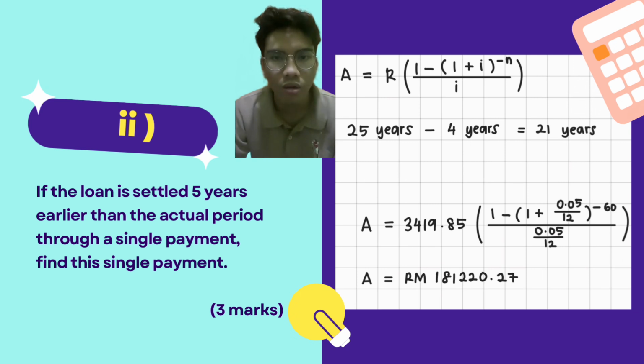Open bracket 1 minus open bracket 1 plus 0.05 divided by 12 close bracket, negative power of 60, divided by 0.05 divided by 12 close bracket. And the final answer for question C2 is 181,220 ringgit 27 cents. That's all for me for question C2.